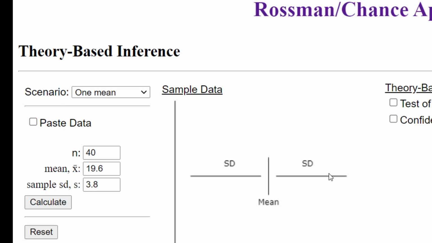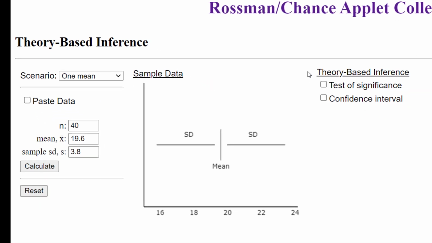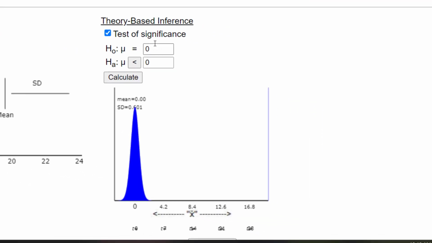We hit calculate, and it creates this little graph here, but I'm not as interested in that. I want to make sure I go over to the far right side where it says theory-based inference, and right now we're doing a test of significance, a hypothesis test. I select that box, and now I tell the Rossmann-Chance applet my null and alternative hypothesis.